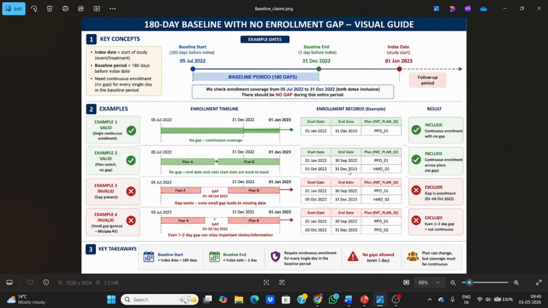In this scenario, will we be considering this patient? Is he eligible? Is he continuously enrolled? Yes, he is continuously enrolled. Even though his plan ID is changing, there is no break in the insurance coverage. You can see 30th September it ends and 1st of October it starts the next insurance. So this plan ID may change when the patient's plan changes.